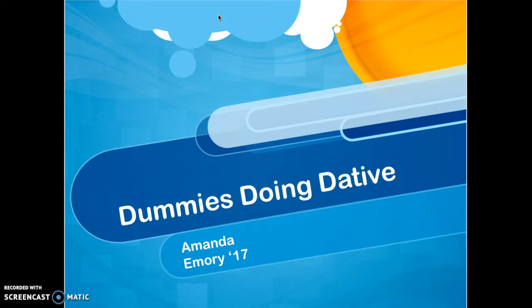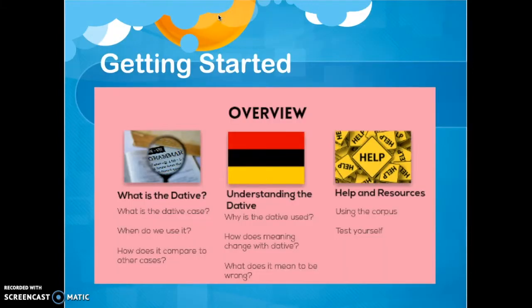Struggling with the dative case like I was. So, we're going to start with an explanation of what the dative case is and how we use it, and how it compares to the other cases, which would be genitive, nominative, and accusative. Followed by what it means to actually understand the dative case. So basically, why the dative case is used, and how the case affects the meaning of what you're saying.